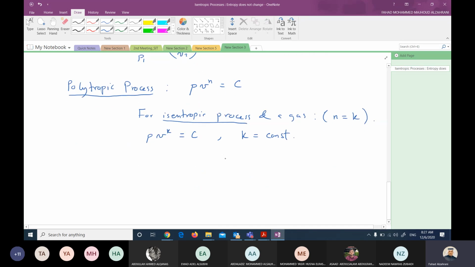And if you remember, if we have n equals 1, this is an isothermal process. If n equals 0, this is isobaric. And if n equals plus or minus infinity, this is isometric. So this was just a quick summary using the previous relations we have seen before, but applied to an isentropic process.